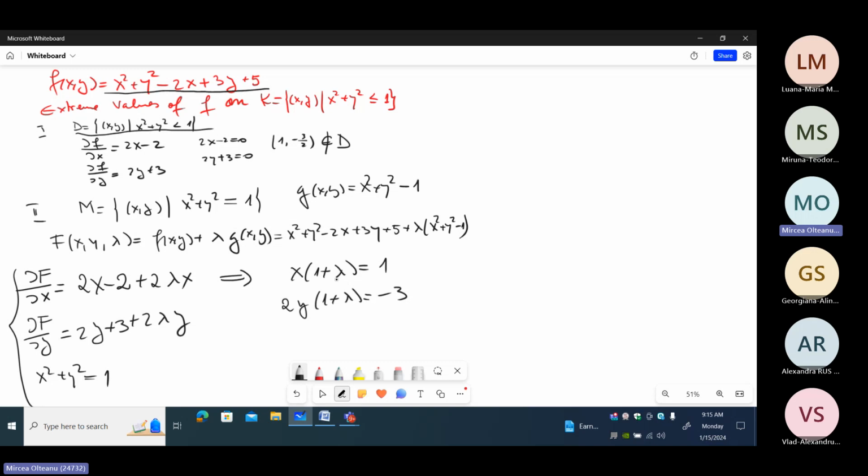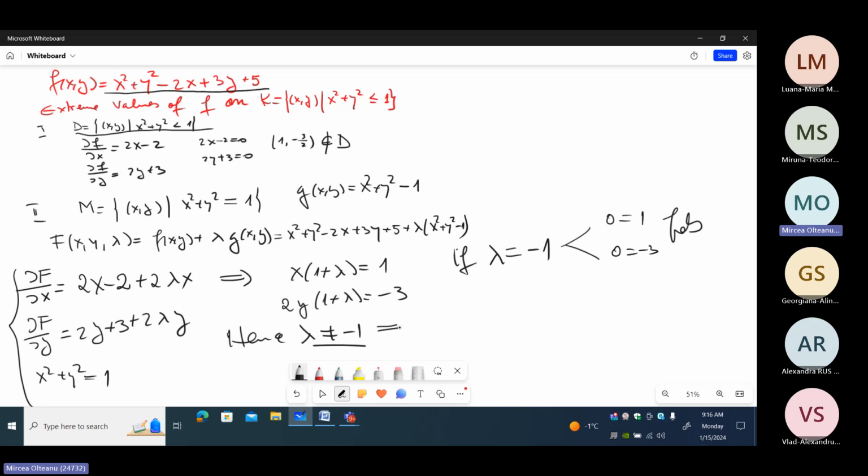And now, if lambda is not minus 1... so start with if lambda equals minus 1. Obviously, if lambda equals minus 1, the first two equations are not fulfilled. Let's start with this case, which is the simple one. If lambda equals minus 1, the first two equations will be 0 equals 1 and 0 equals minus 3, which is false. So, conclusion, hence, lambda cannot be minus 1.